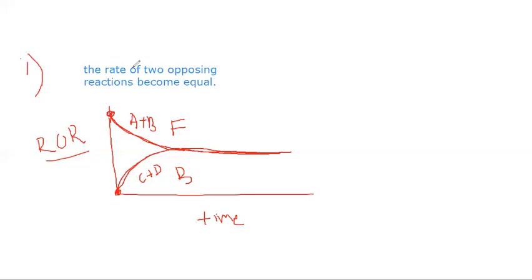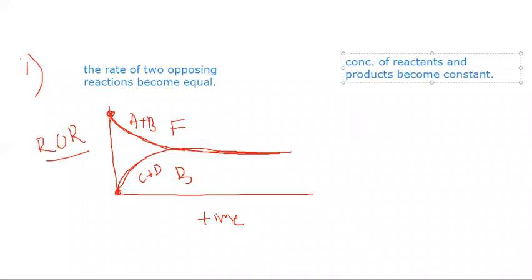The second state of chemical equilibrium: concentration of reactants and products become constant, not equal. I am writing become constant, not equal. What does it mean? That the concentration of reactant and product becomes constant. This is the second state of chemical equilibrium.